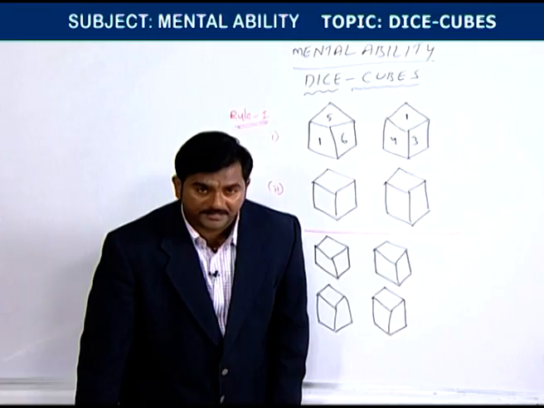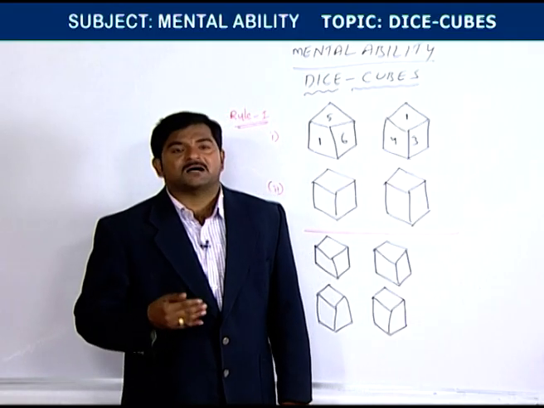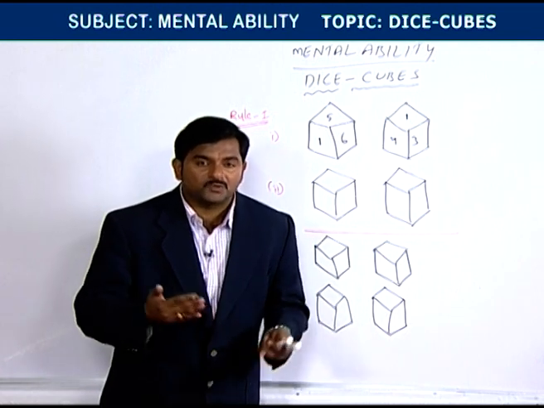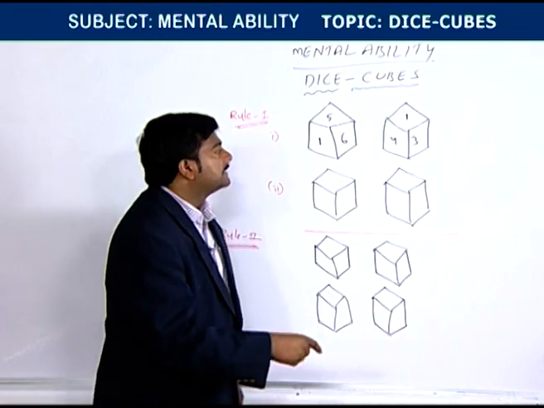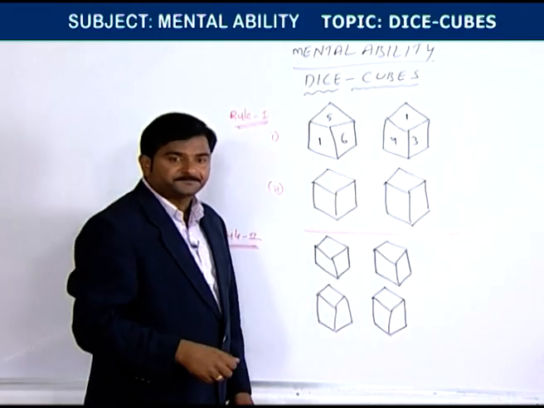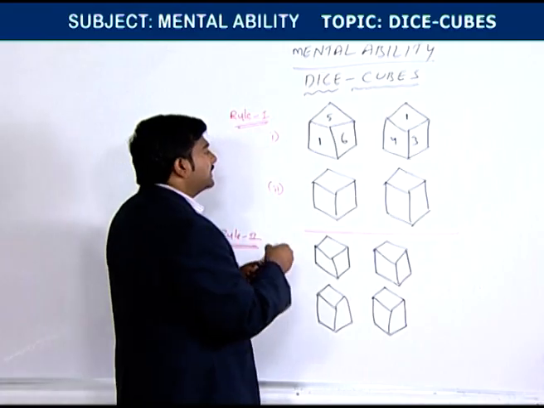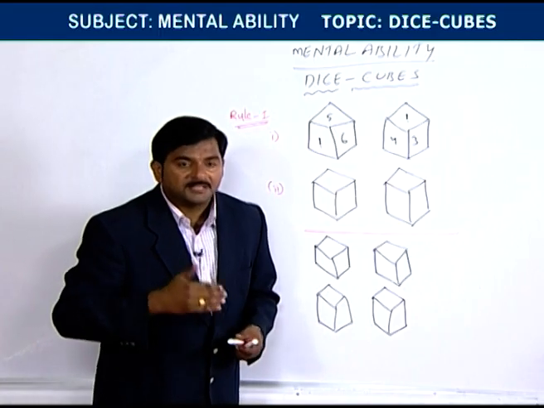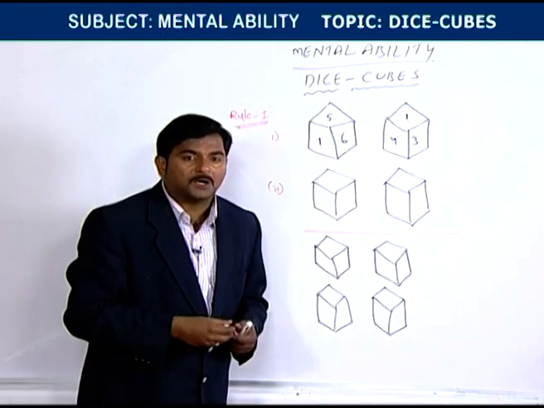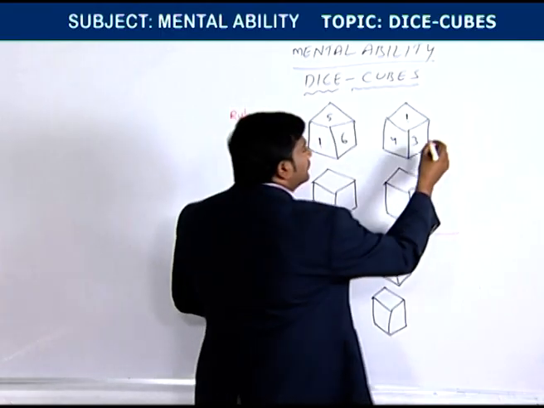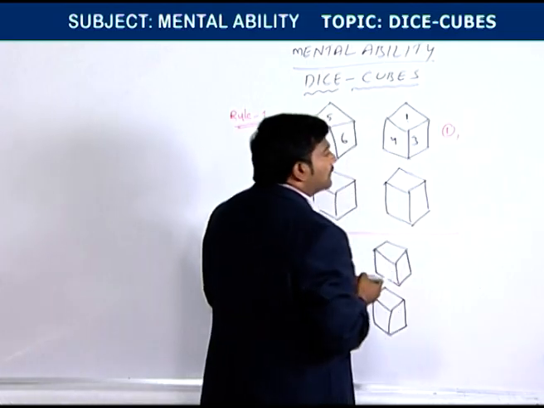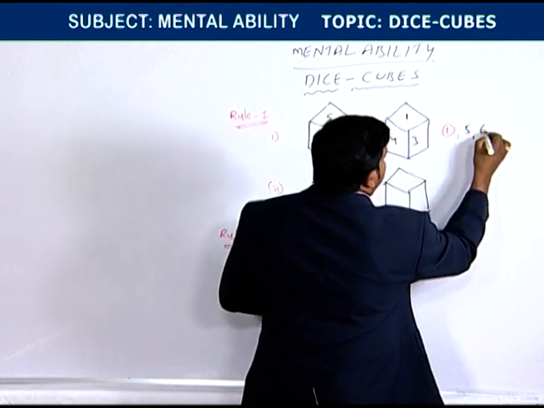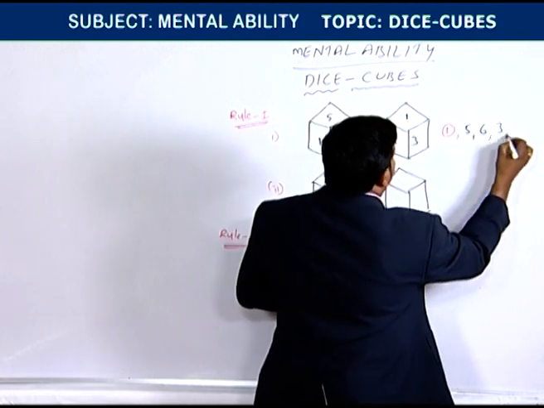In rule 1, what it is saying is, the 2 positions of the dice are given below. Out of these 2 positions, one number is common. In these 2 dice, how many numbers are common? Only one number is common. So here 1 is there, and here also 1 is there. Write all the numbers adjacent to 1. So here 1 is common, writing all the numbers adjacent to 1. Here 1 is adjacent to 5 and 6, whereas here 1 is adjacent to 3 and 4.